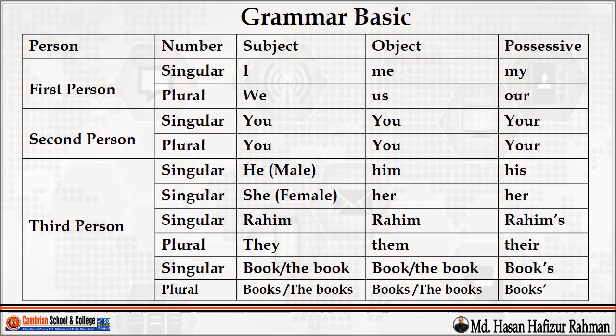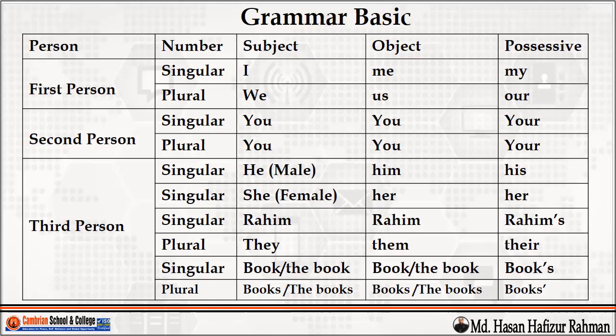You can see that there are some functions. Those are person, number, subject, object, possessive. You can see here that there are three kinds of persons. First person, second person, and third person. Now come to the number. You can see here singular, plural. Means numbers are divided into two kinds. First of all is singular number, and second one is plural number.